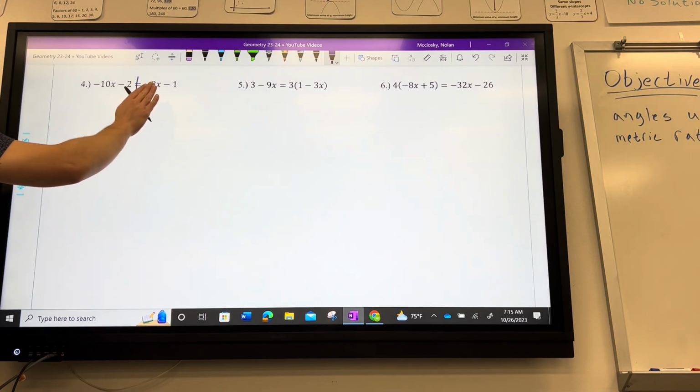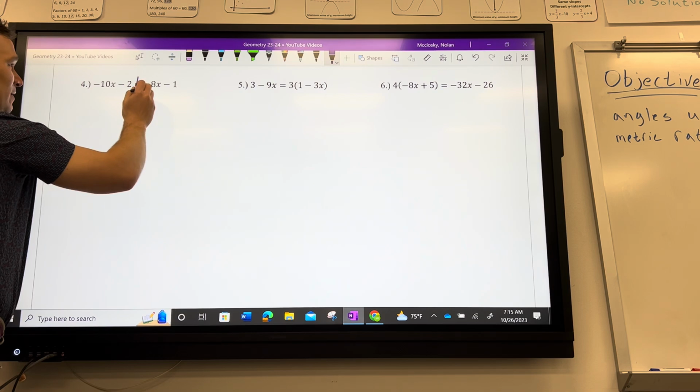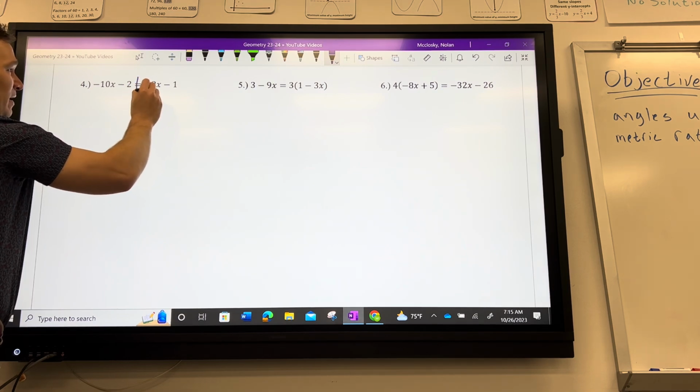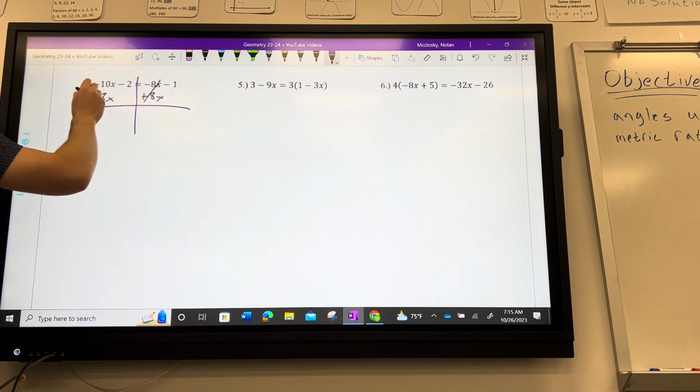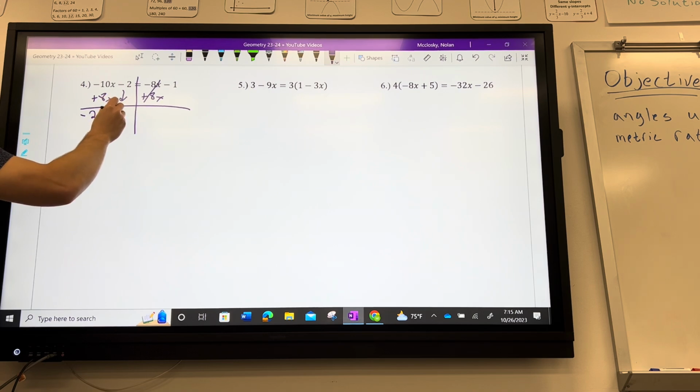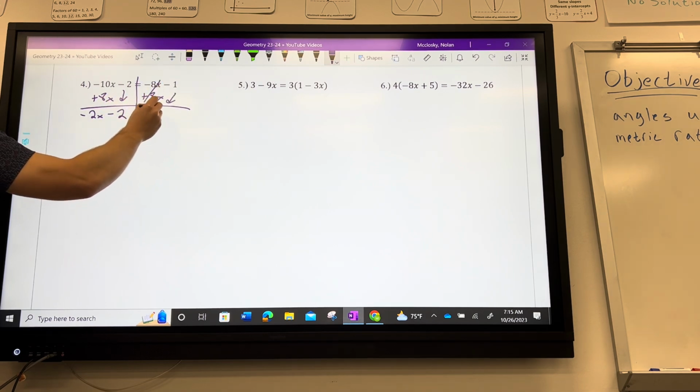I always look at the variable on the right side, and I cancel that out. It's a negative 8x, so we have to add 8x to both sides. That cancels. Negative 10 plus 8 is negative 2x. The negative 2 drops. The negative 1 drops.